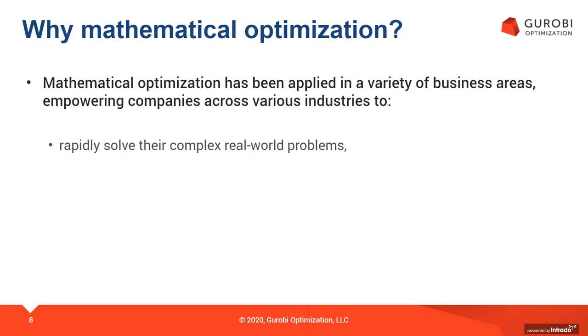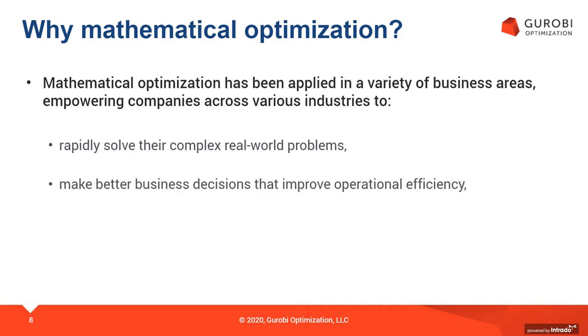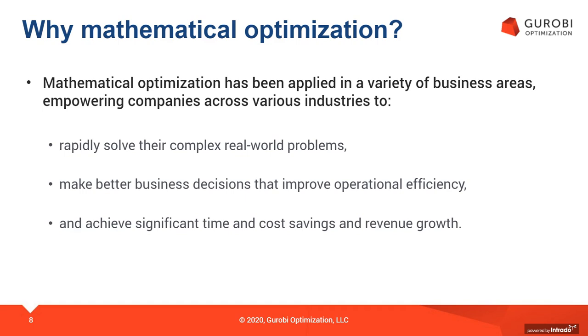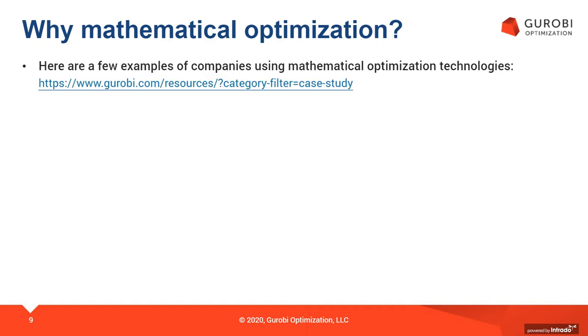So why is mathematical optimization important? Well, mathematical optimization has been applied in a variety of business areas, empowering companies across various industries to rapidly solve complex real-world problems, to make better business decisions that improve operational efficiency, and achieve significant time and cost savings and revenue growth. On our website, and I strongly recommend that you visit it, we have a bunch of case studies where we show how our customers are using mathematical optimization approaches, and in particular, they are using the Gurobi optimizer and achieving great results.